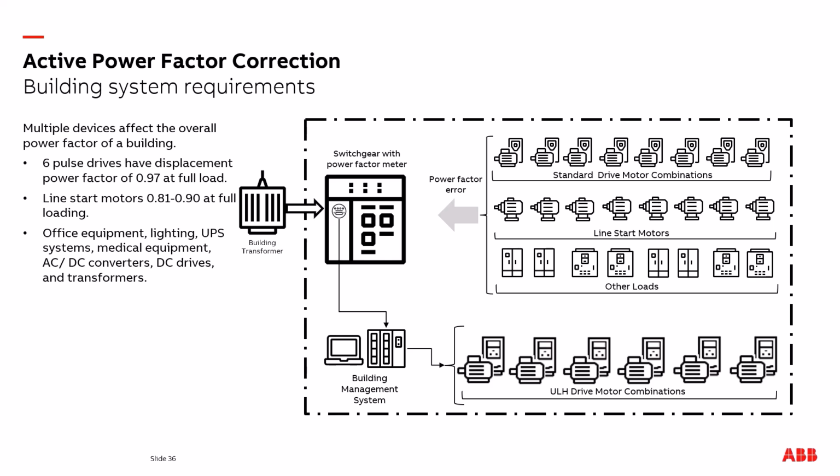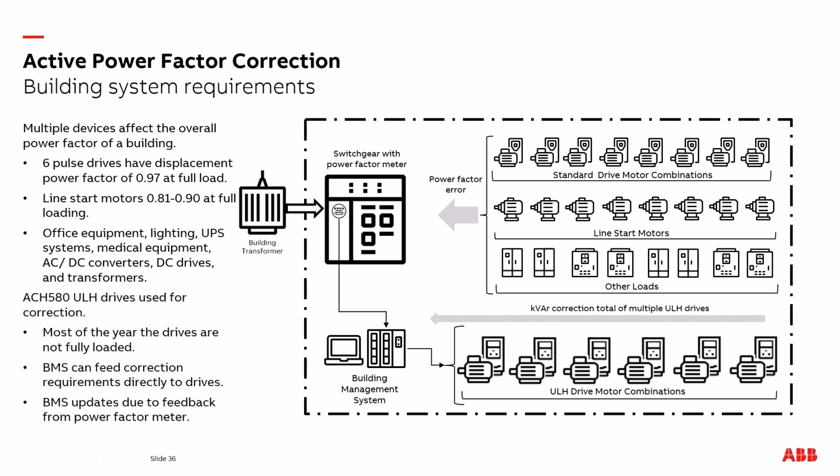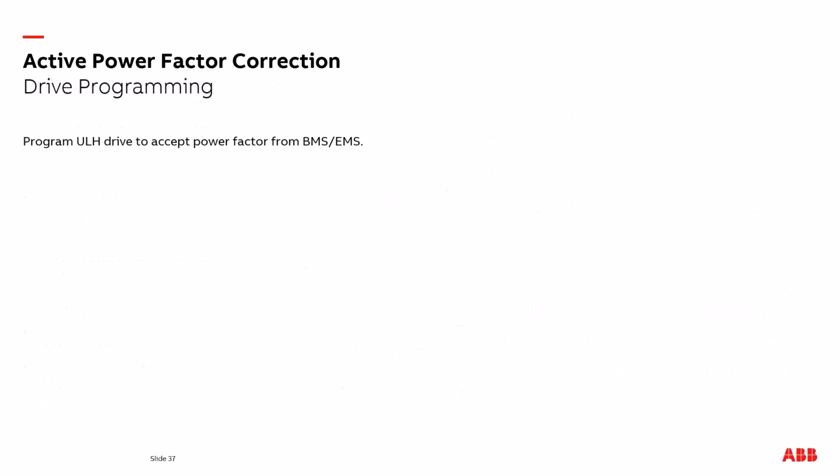Office supply equipment like lighting, UPS systems, medical equipment, AC-DC converters, DC drives, and transformers all contribute to a power factor error. Almost all these devices create lagging power factors. The ACH580 ULH drive can be used for power factor correction if you want to. Most of the year, the drives are not fully loaded, and the BMS can feed correction requirements directly to the drives. The BMS can update based on the feedback from the power factor meter. Programming the drive to accept power factor correction from your building management system is easy to do.